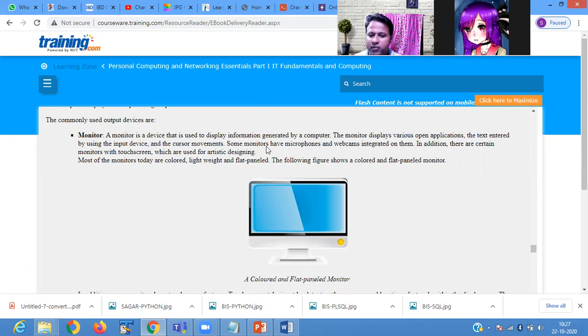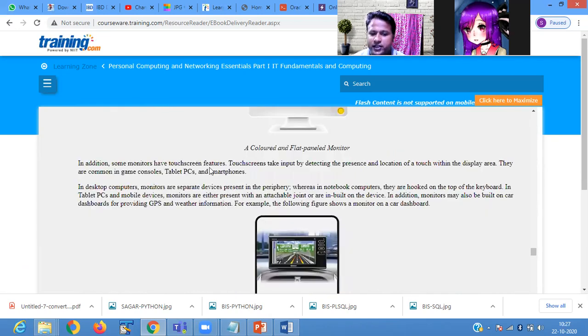Some monitors have a microphone, like your laptop. So the laptop has a built-in microphone, so there is no need to use a separate microphone. The laptop also has that kind of input device, and a built-in web camera is also present. In addition, some monitors have the touch screen feature. Some higher version monitors contain the touch screen feature, taking the input by detecting the presence of the location.